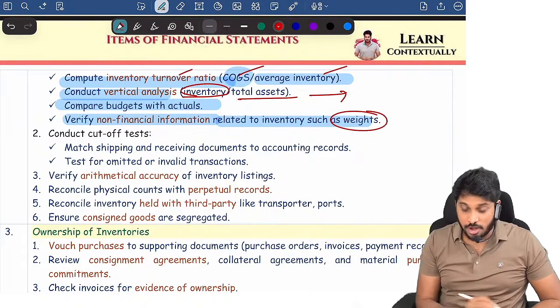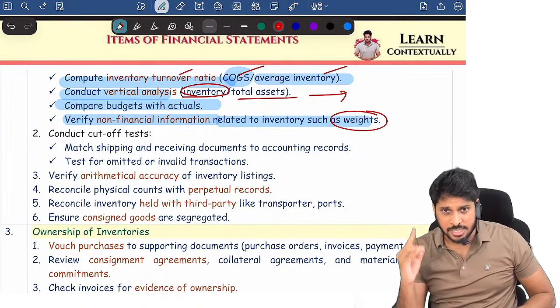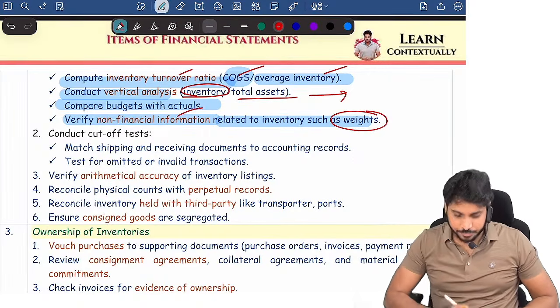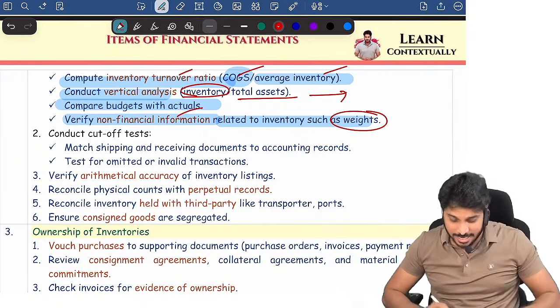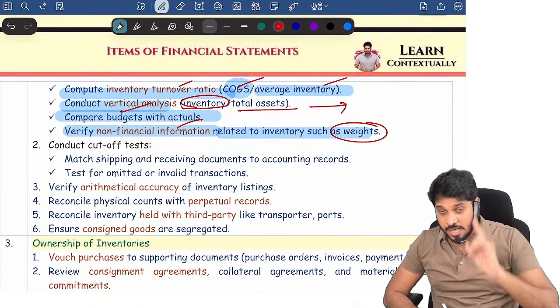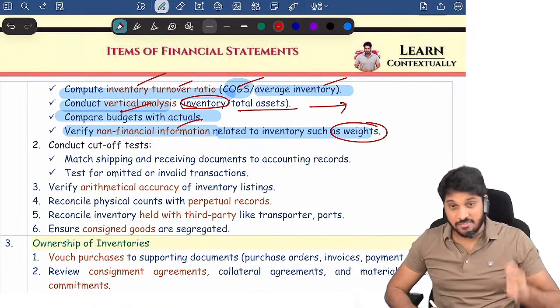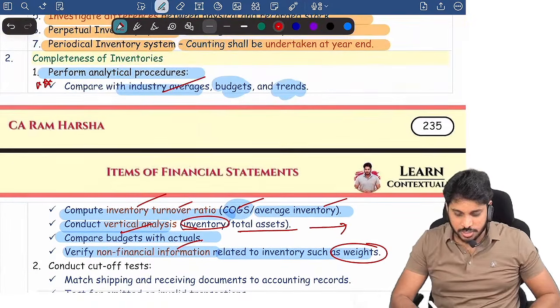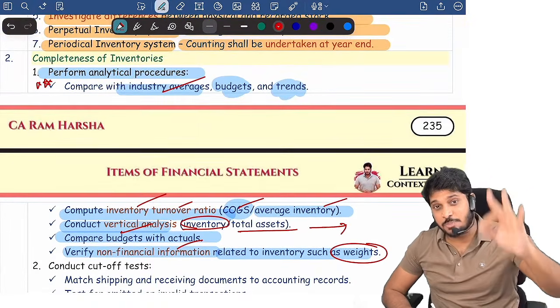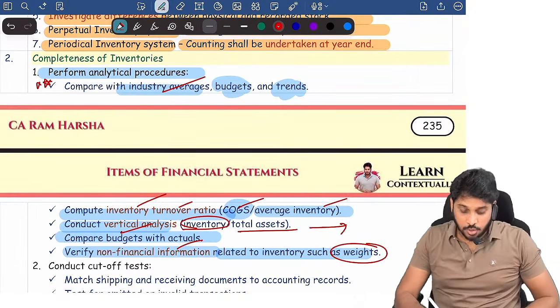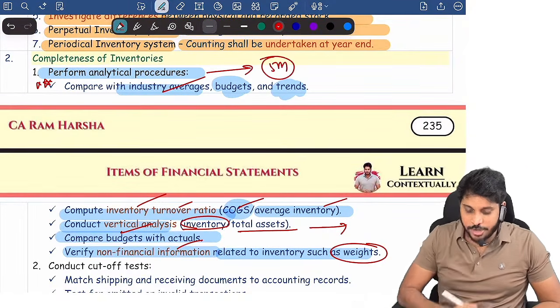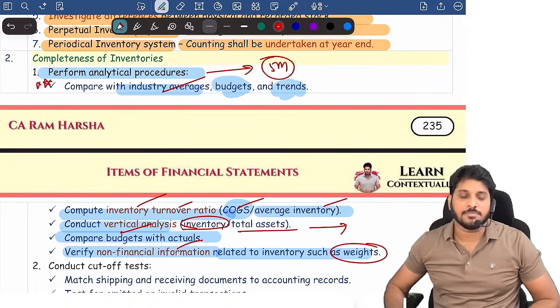So look at non-financial information. The moment they say non-financial, it's an analytical procedure. They say compare, it's an analytical procedure. Vertical analysis, it's an analytical procedure. Inventory turnover ratio, it's an analytical procedure. Comparing with industry averages, budgets and trends, analytical procedure. So what is the analytical procedure for audit of inventory? A 5 marks question is possible.